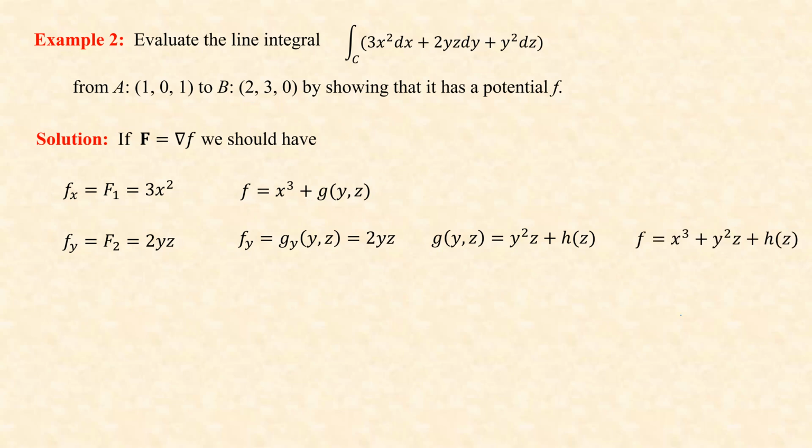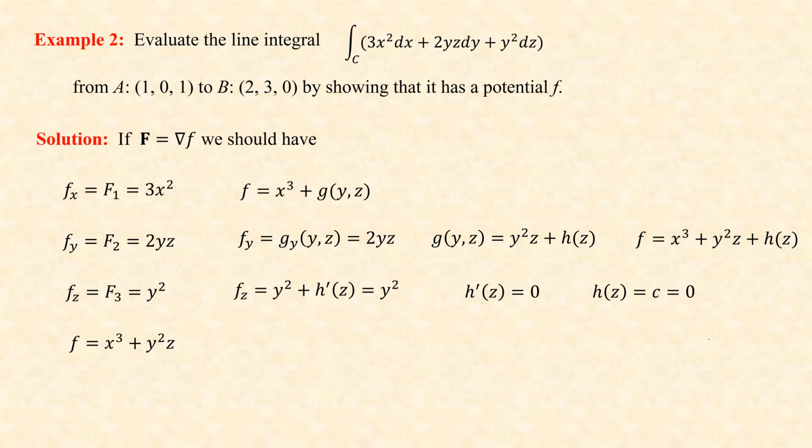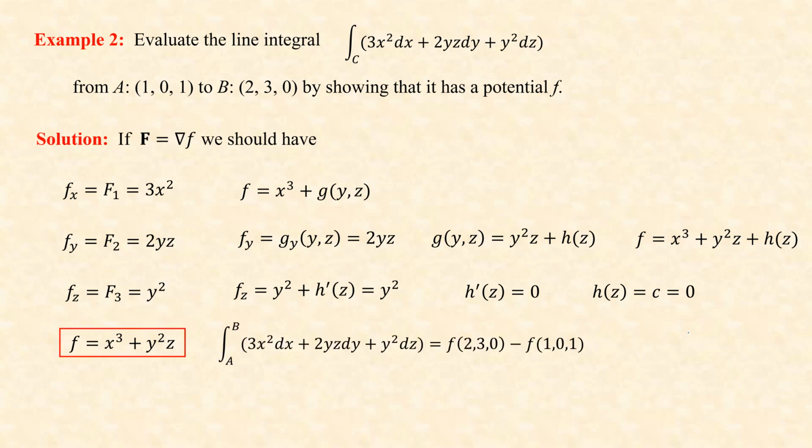So f becomes like that, and then the partial with respect to z should be f3, which is y squared. So y squared plus h prime, which should be equal to y squared. So h prime is 0, so h is equal to a constant c, and it is 0. So for f we have that, and then the integral becomes f at (2, 3, 0) minus f at (1, 0, 1). It becomes that minus that, which equals 7.